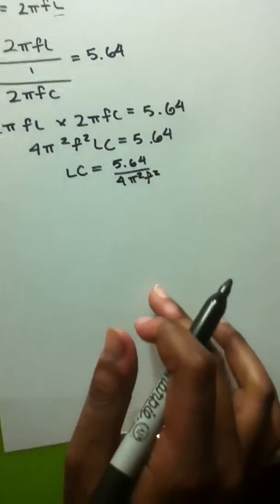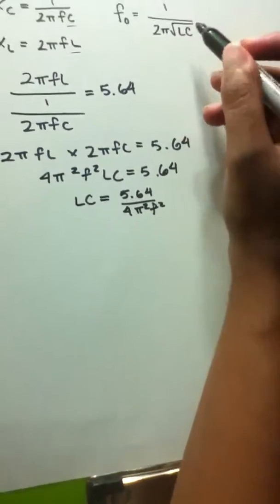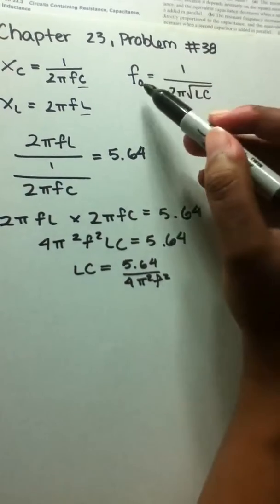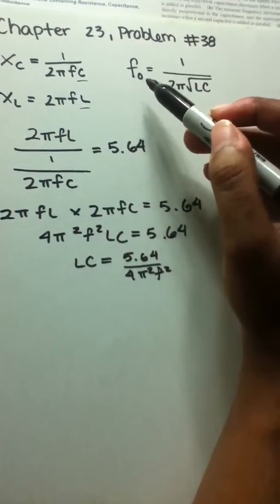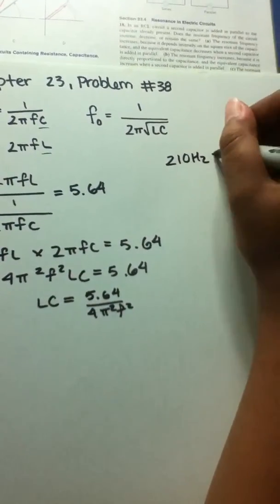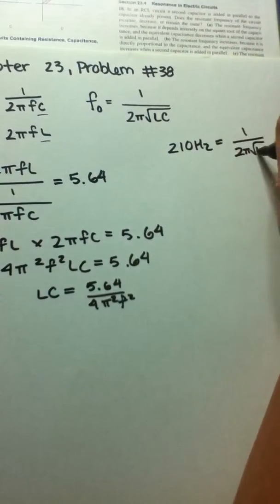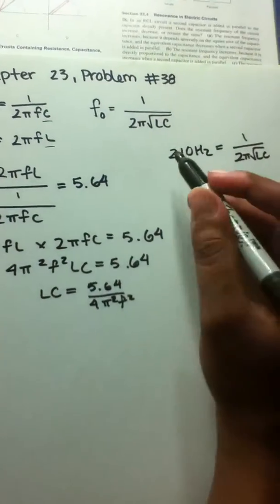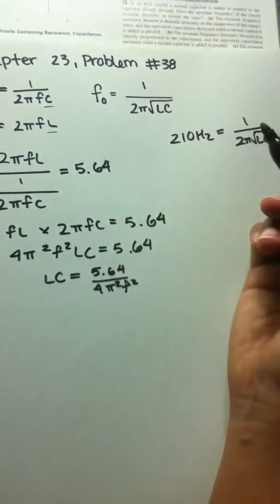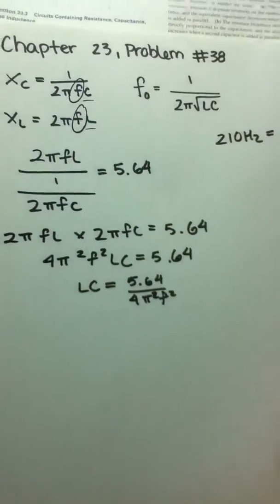And then my ultimate goal is to get this LC right here to match the LC in this equation right here, because we were given the resonant frequency in the problem, and that was equal to 210 Hz. So let me just rewrite that right here. 210 Hz is equal to 1 over 2 pi square root of LC. So I'm just rewriting the equation because we were given the resonant frequency, and our ultimate goal is to find the frequency of the generator, or this F right here. So just keep that in mind.